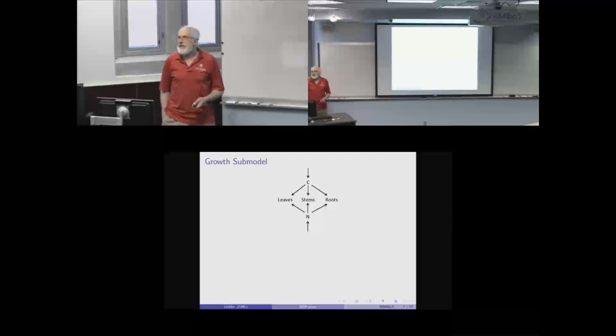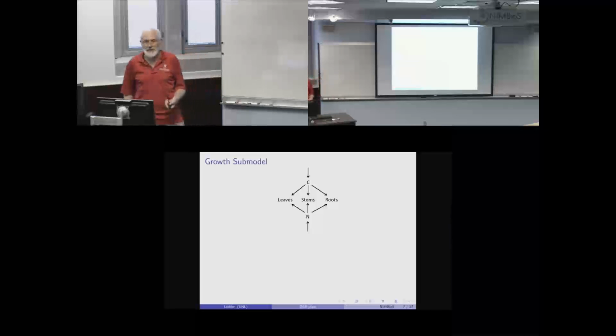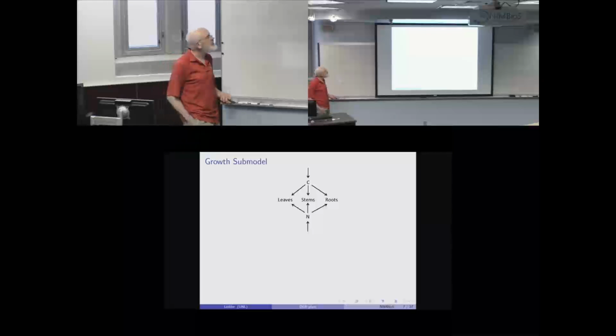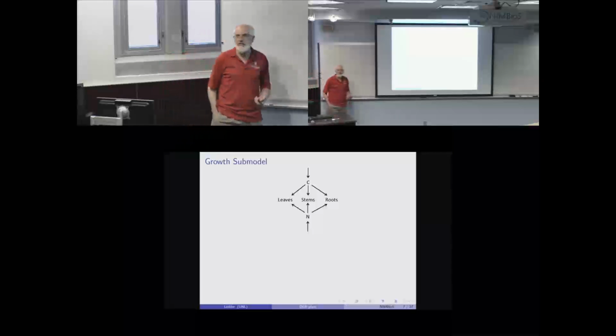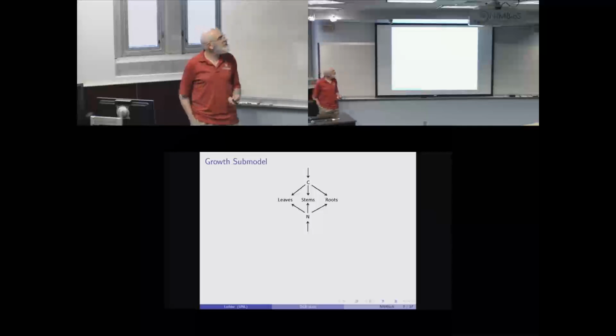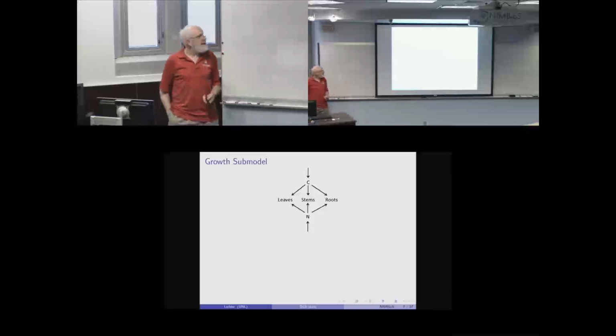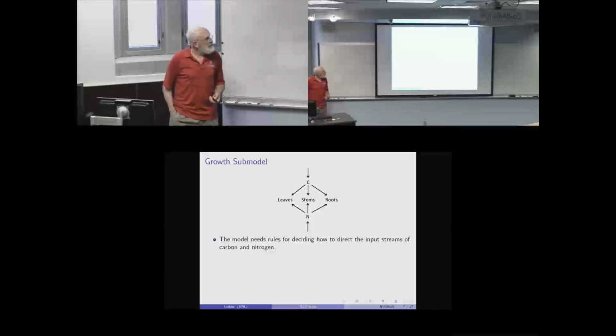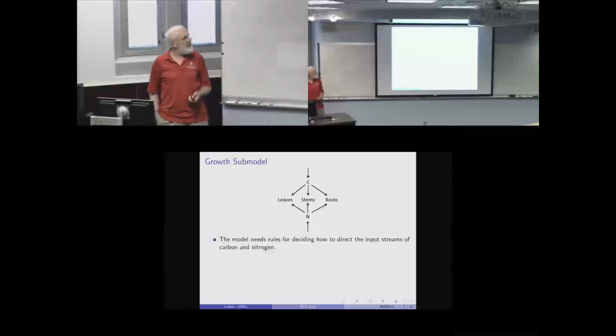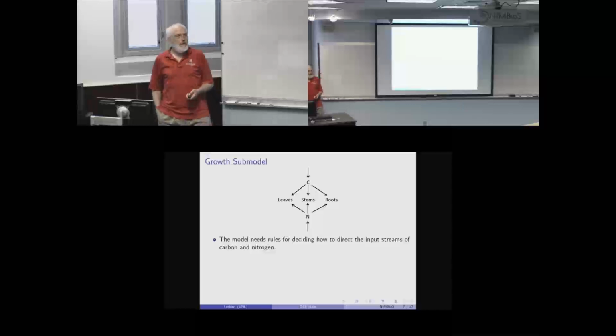So now let's just look at the growth submodel. So in today's talk, I'm going to talk about the dynamic energy budget part. So this is within the growth box. We have carbon coming in and nitrogen coming in from different directions, and those resources are being distributed, allocated among leaves, stems, and roots in some manner. And so the model needs rules for deciding how to direct these input streams.